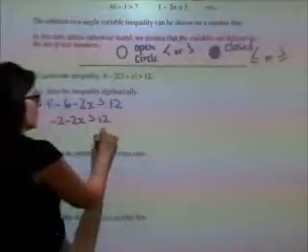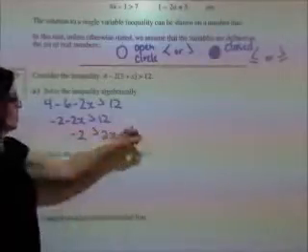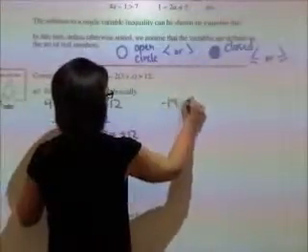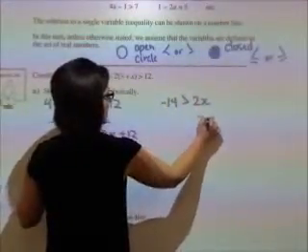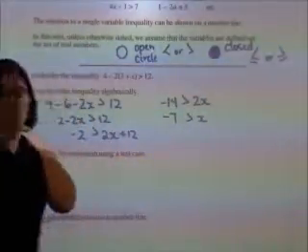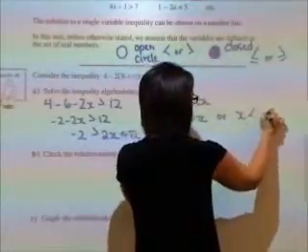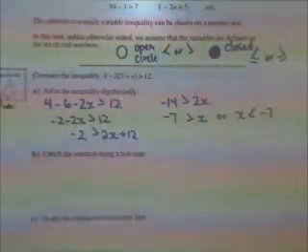Now I'm going to give you a hint. When you have a negative variable, move it to the other side of the equation, which would make it positive. So I would get a 2x plus 12. Move the 12 over, it becomes negative. So I now have negative 14 is greater than 2x. Divide by 2. And I get negative 7 is greater than x, or x is less than negative 7.